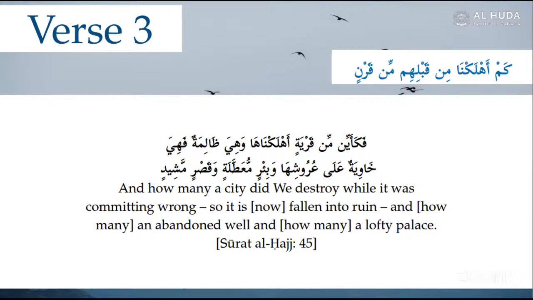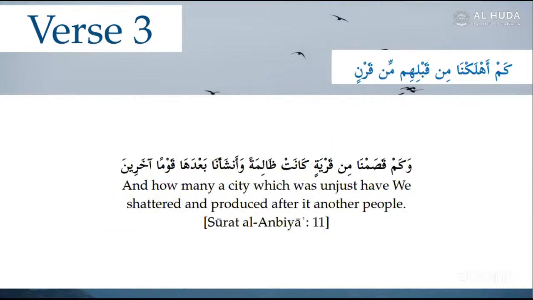In Surah Al-Anbiya verse 11 we learn وَكَمْ قَصَمْنَا مِنْ قَرْيَةٍ كَانَتْ ظَالِمَةٍ. And how many a city which was unjust have we shattered. وَأَنْشَأْنَا بَعْدَهَا قَوْمًا آخَرِينَ. And produced after it another people. And the one who destroyed the people before, the wrongdoing people, can also destroy wrongdoing people of all times, of the present and the future.